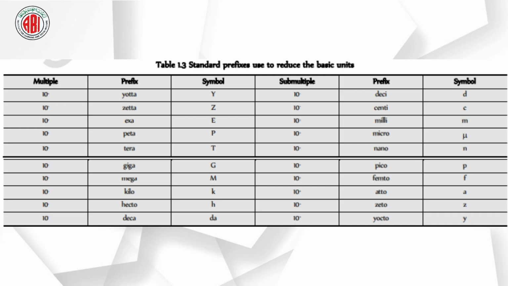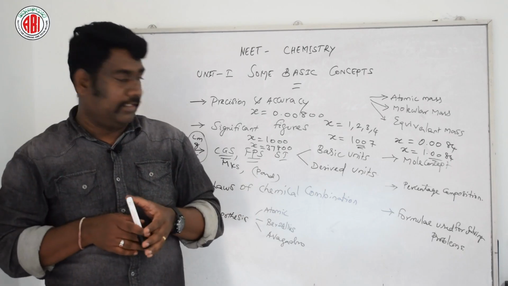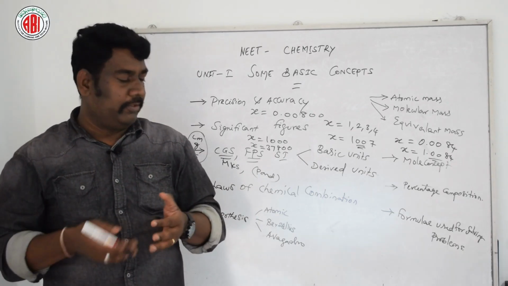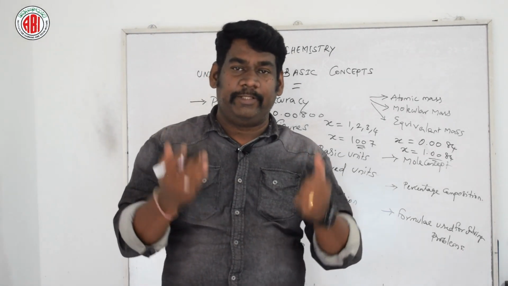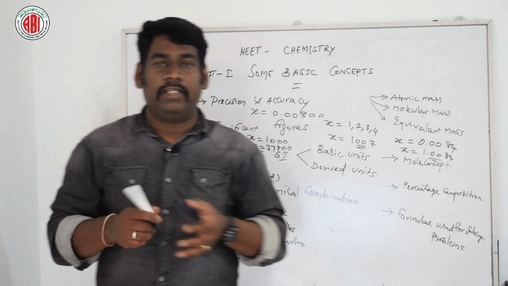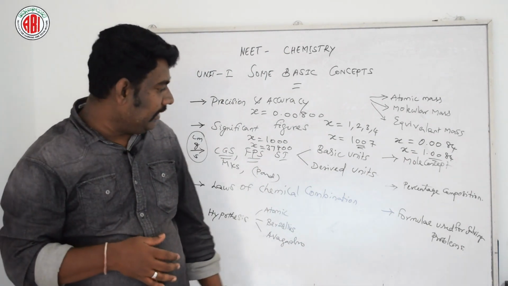Also, children, here is one more table about the standard prefixes which are used to reduce the basic units, like decimeter, centimeter, millimeter, micrometer, nanometer, having the value in multiples and sub-multiples, with the symbol. So this table also you have to go through, very, very important. Based on this we are going to solve a few problems. Nanometer will be used several times, Angstrom. So many are there. Just look at this table once.